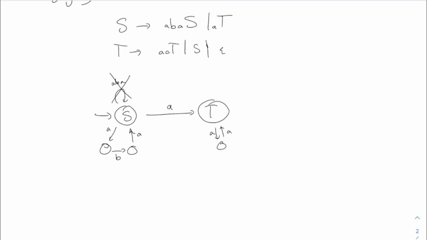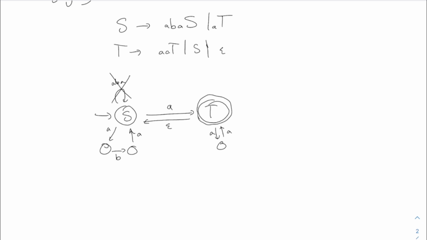We also have T goes to S. That is just one of these with an epsilon. And then T goes to epsilon indicates that T is an accepting state. So I say like that. There we are.